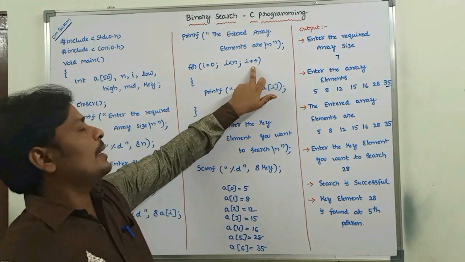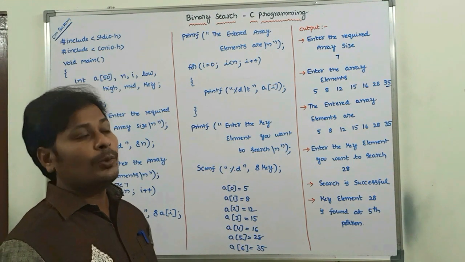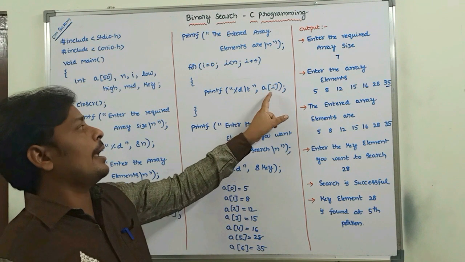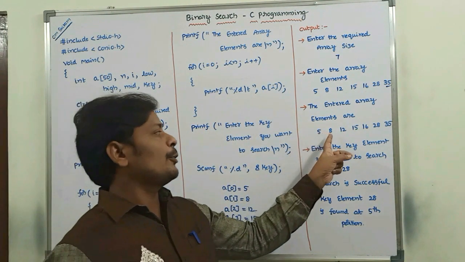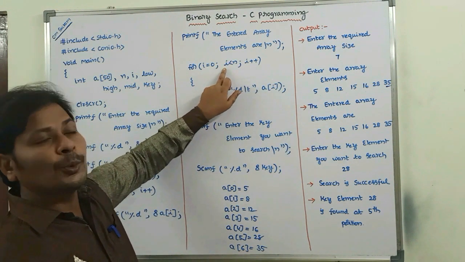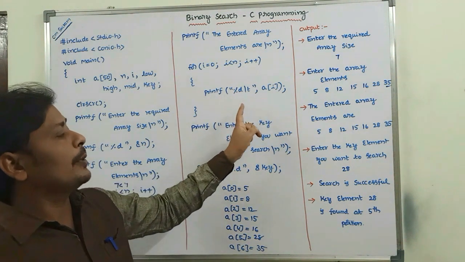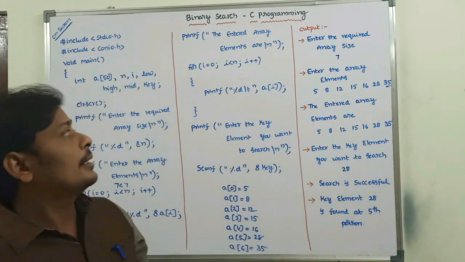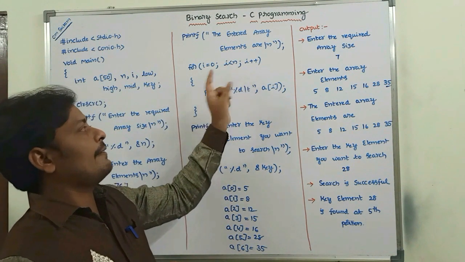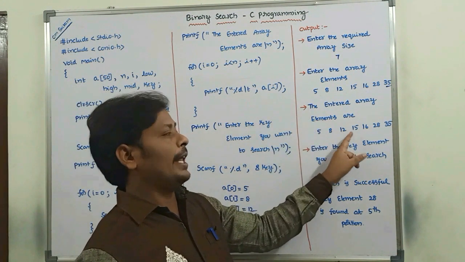Next, i value is incremented. Now i value 1, 1 less than 7. Condition true. The control goes to the body of the for loop. printf("%d\t", a[1]). A of 1 value 8 is printed. Next, i value is incremented. Now 2, 2 less than 7. Condition true. So a[2] value is printed, that is 12. Next, i value incremented. i value is 3, 3 less than 7. Condition true. a[3] value is printed, that is 15 is printed.